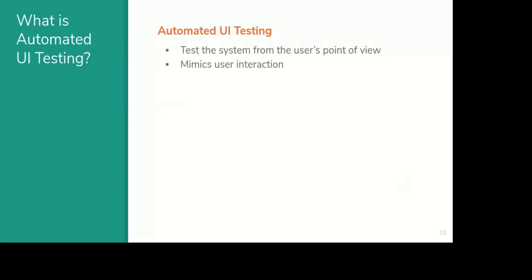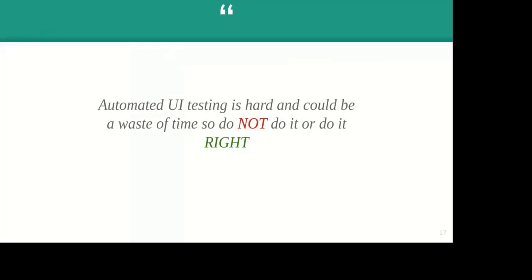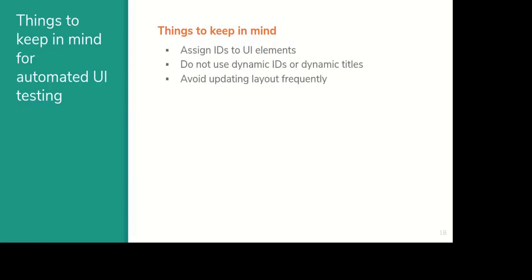And so what is automated UI testing? It tests the system from the user's point of view, and it mimics the user interaction. It captures the interactions in the form of a test and makes assertions along the way. And yes, automated UI testing is hard and could be a waste of time. So do not do it, or do it right. Right. So these are the things that we should keep in mind when doing automated UI testing.